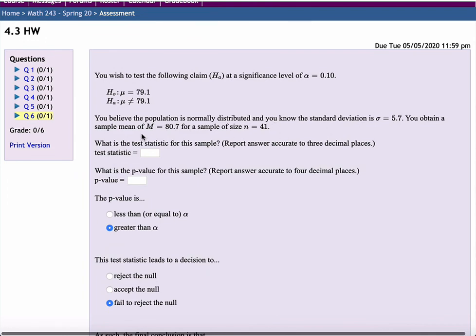Last comment. Sample mean is 80.7. It's nice that they call it a sample mean. It's annoying that they use a capital M for that. I don't know why. Maybe whoever wrote this didn't have access to an X bar symbol or something. That's X bar. Don't let the fact that they're calling it a capital M throw you off.